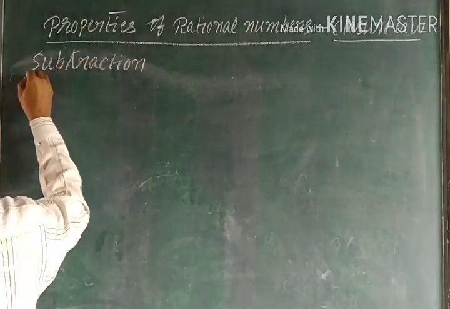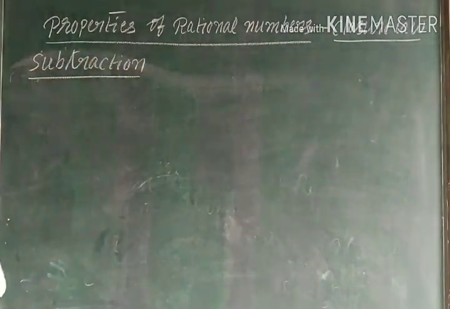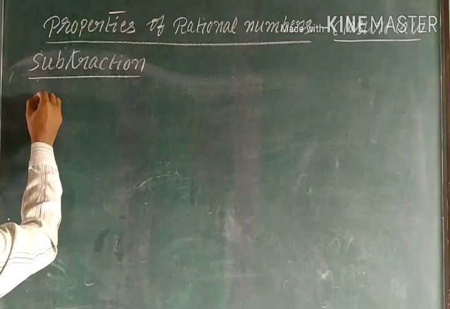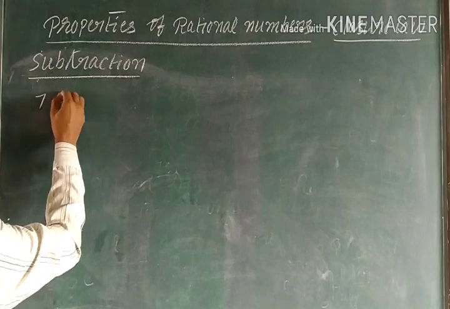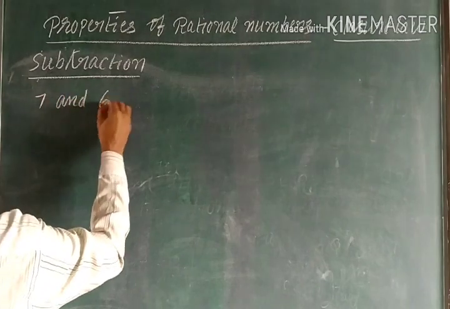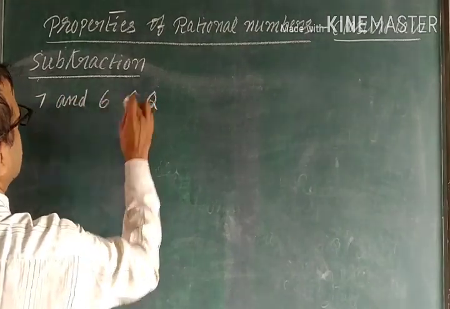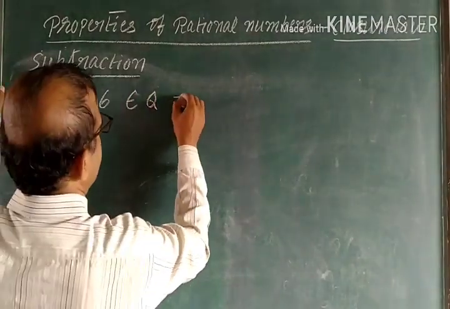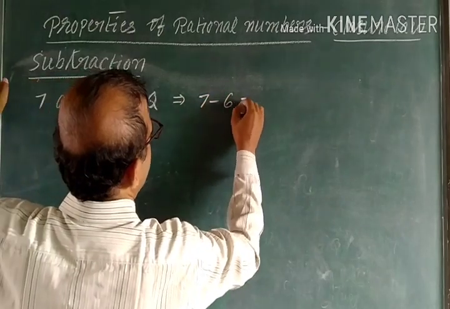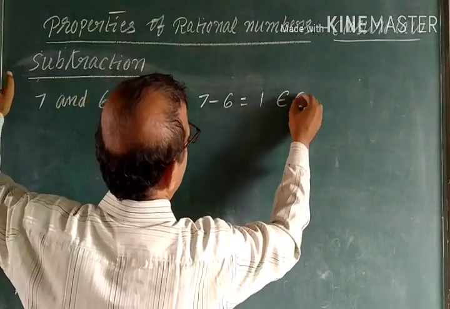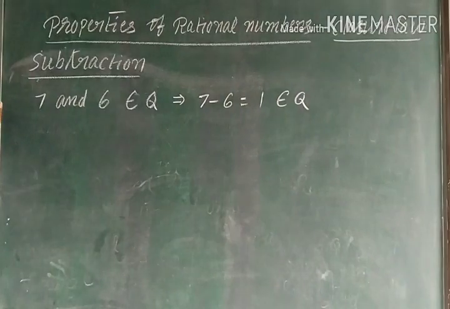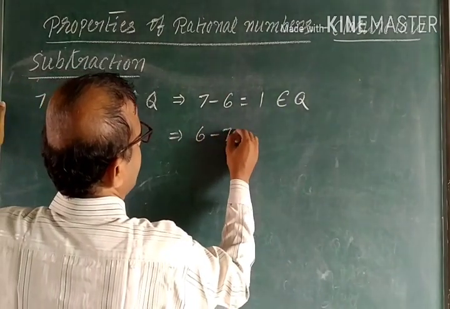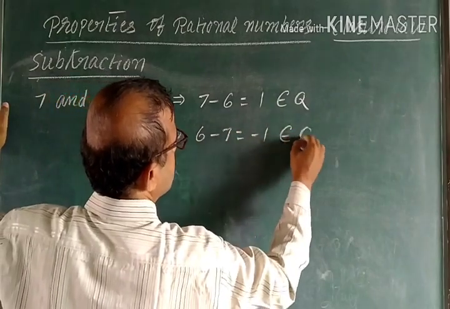Now we will check the properties of rational numbers, closure law with respect to subtraction. Suppose let us take two examples, 7 and 6 belong to Q. Therefore, their difference, that implies 7 minus 6 equals 1, belongs to Q. In the same way, 6 minus 7 equals minus 1. This also belongs to Q.